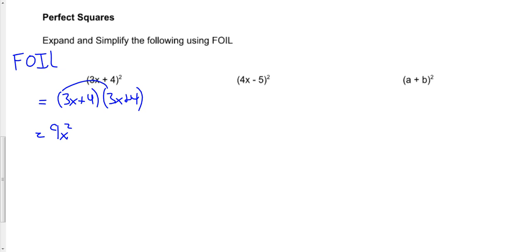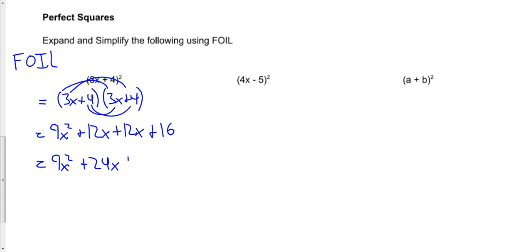We multiply 3x times positive 4, which is positive 12x. Then we multiply the inside terms of positive 4 and 3x, and that gives us also 12x. And finally, we multiply positive 4 times positive 4, which gives us positive 16. Then we collect our like terms, and we end up with 9x squared plus 24x plus 16.